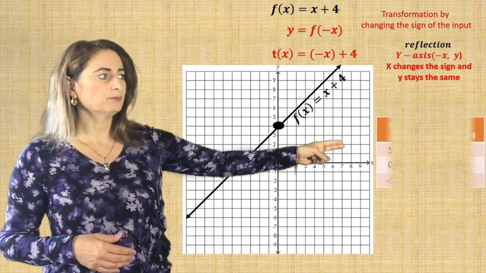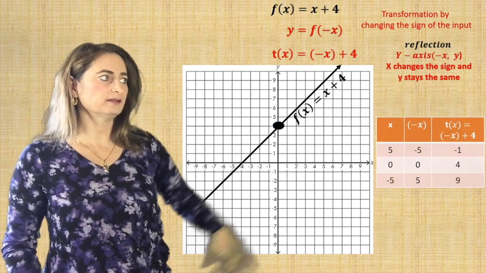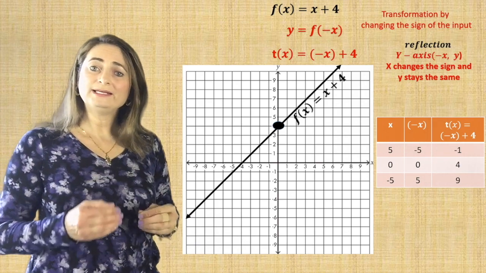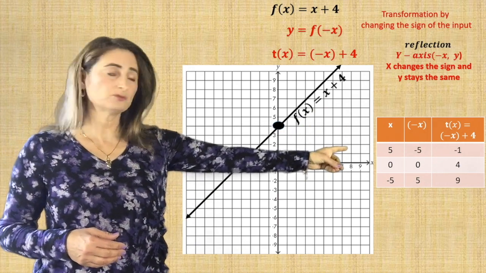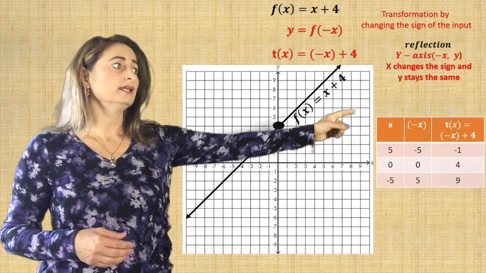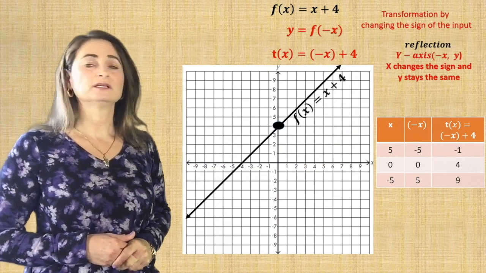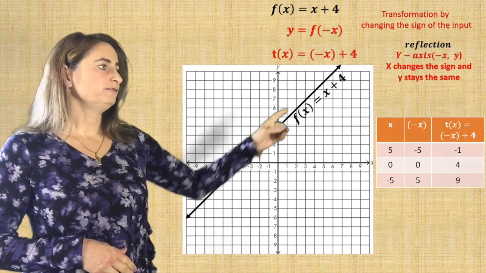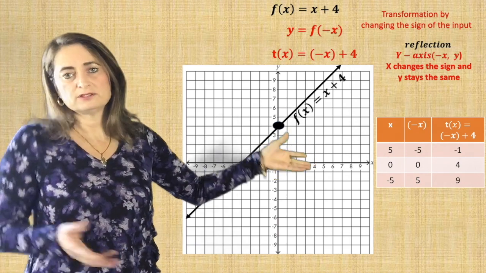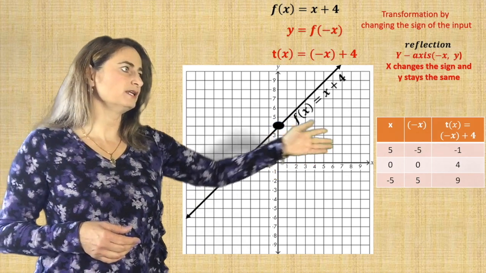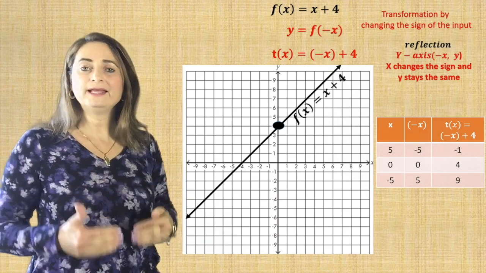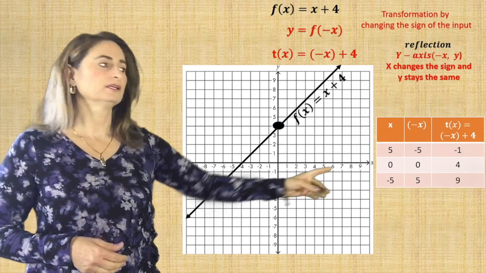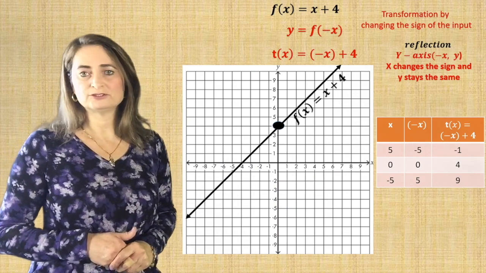Now let's make a table where x is 5, 0, negative 5. Now I need the negative of x. So for every x, make the negative first, which is negative 5 instead of 5. And now add 4 to it, gives you negative 1. If x is 0, negative 0 is still 0, this should not have a sign. Plus 4 is 4. The last one is negative 5. I need the negative of negative 5, gives me 5. Add 4 to it, gives you 9.